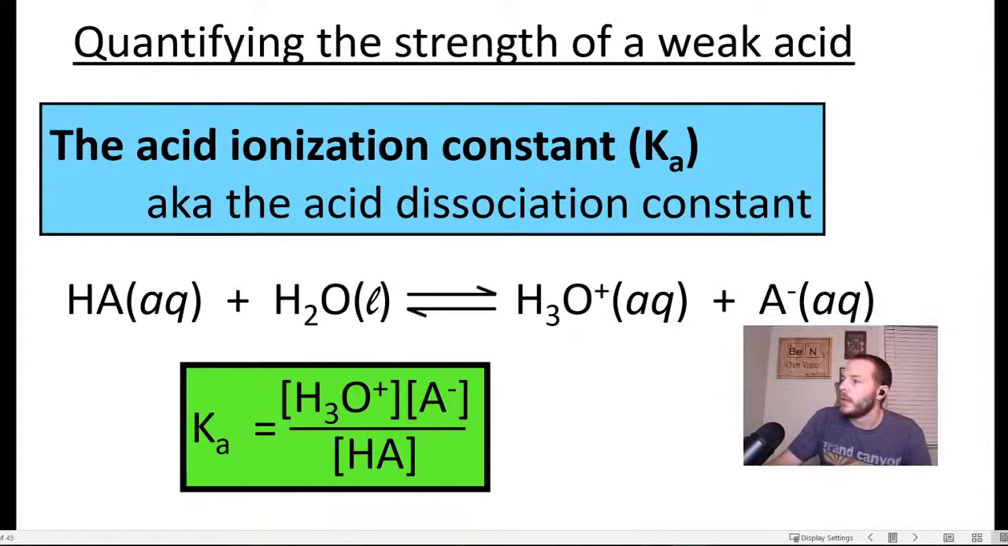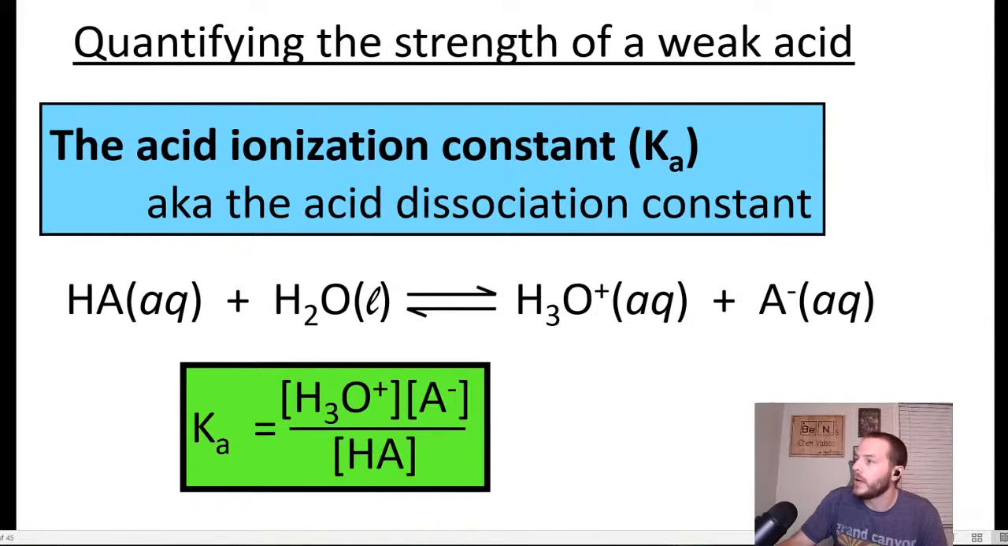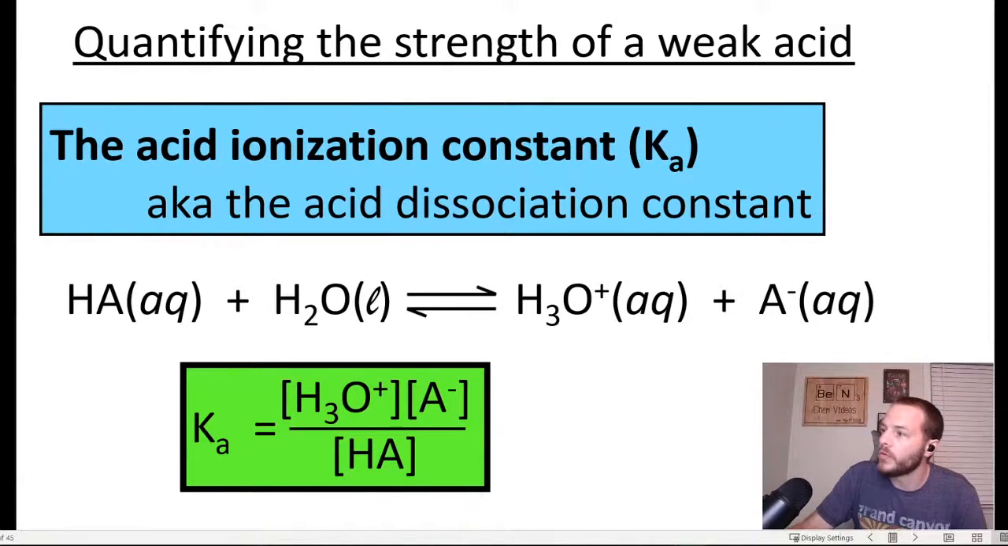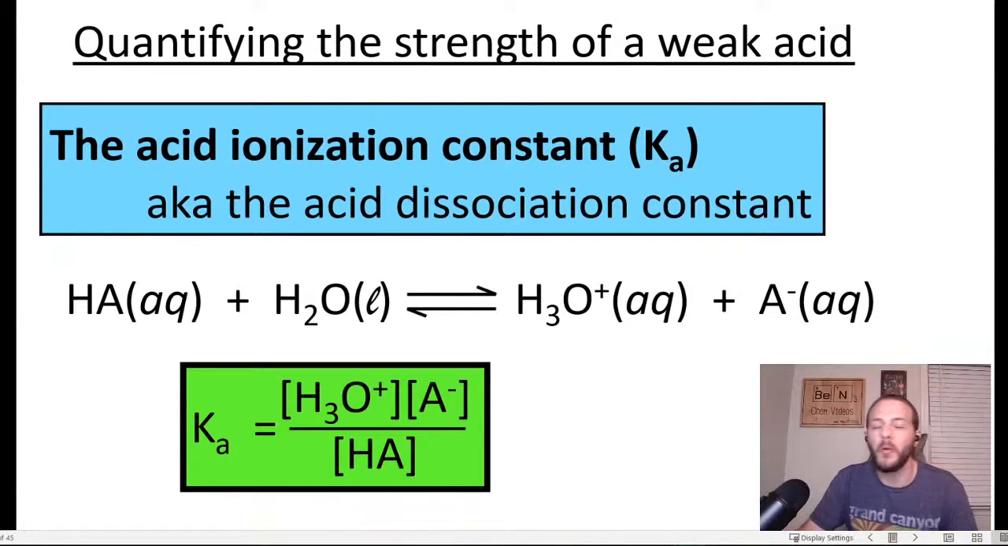So let's talk about how we can quantify the strength of a weak acid. We know that weak acids are weaker than strong acids. But what if there was a way by which we can quantify the strength of a weak acid, and maybe we could compare the relative strengths of a few weak acids? In other words, we have a few weak acids. We want to know which one's the strongest weak acid. We want to know which one's the weakest weak acid. Wouldn't it be great if there was a way to quantify such a relationship?